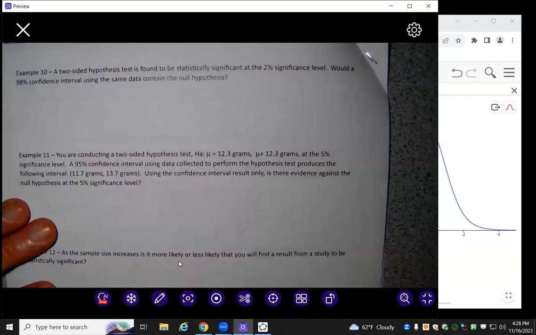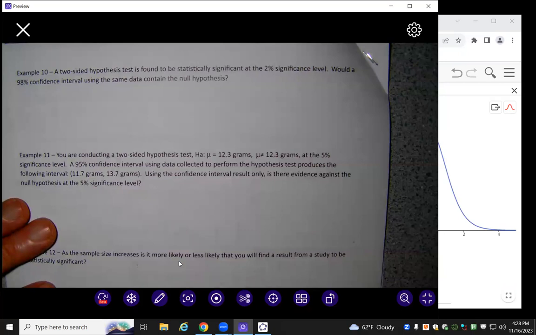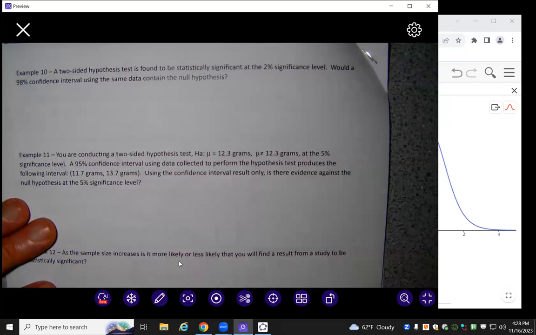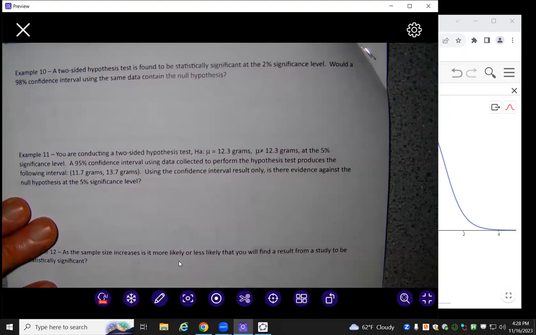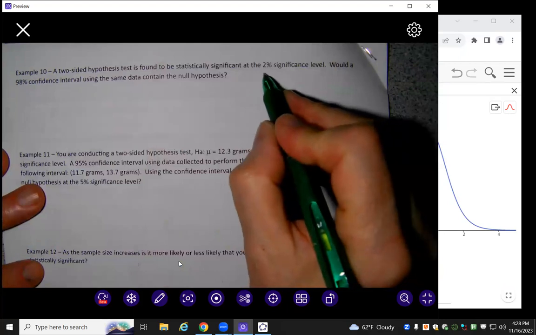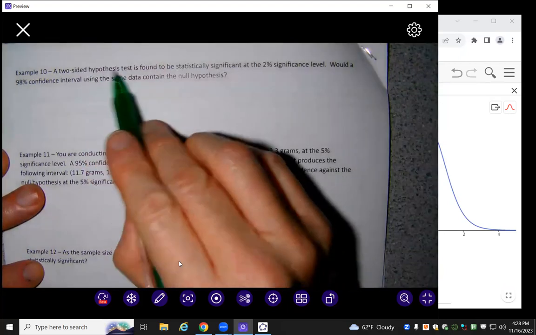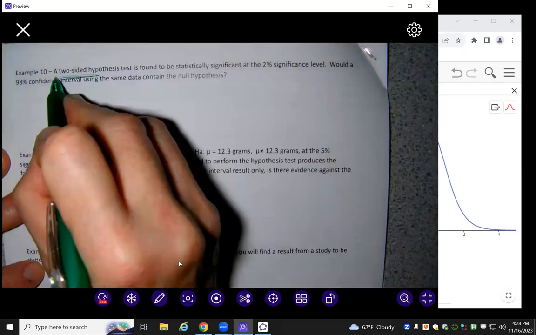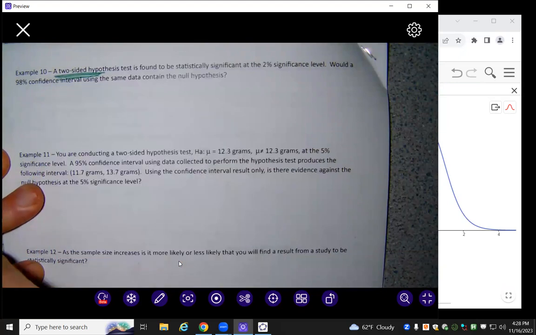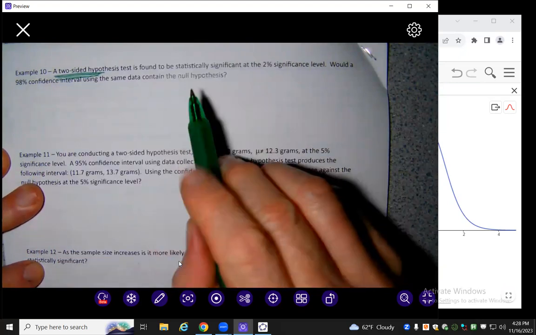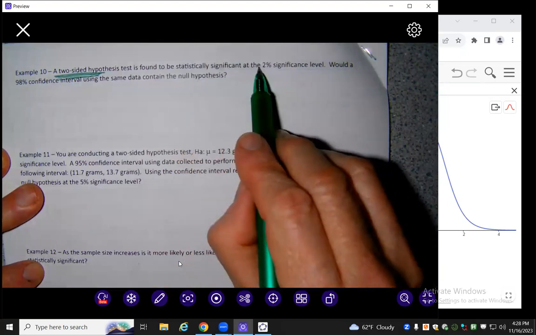A two-sided hypothesis test is found to be statistically significant at the 2% significance level. Would a 98% confidence interval using the same data contain the null hypothesis? Okay, so there's a lot to unravel, but a two-sided hypothesis test, so again, two-sided, that means we should be able to compare if we meet the conditions. It's found to be statistically significant at the 2% significance level.